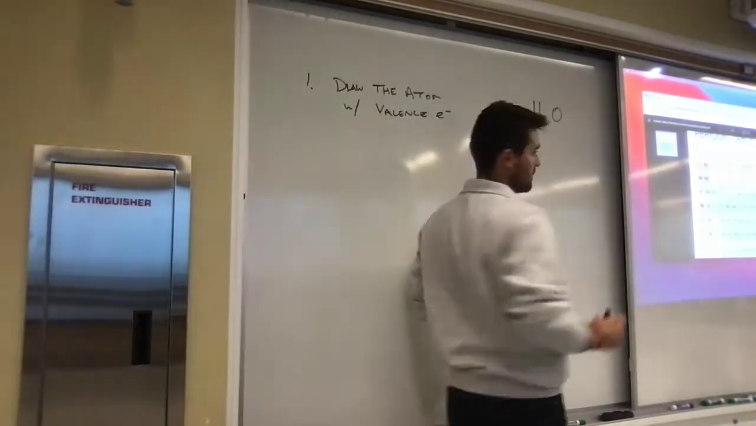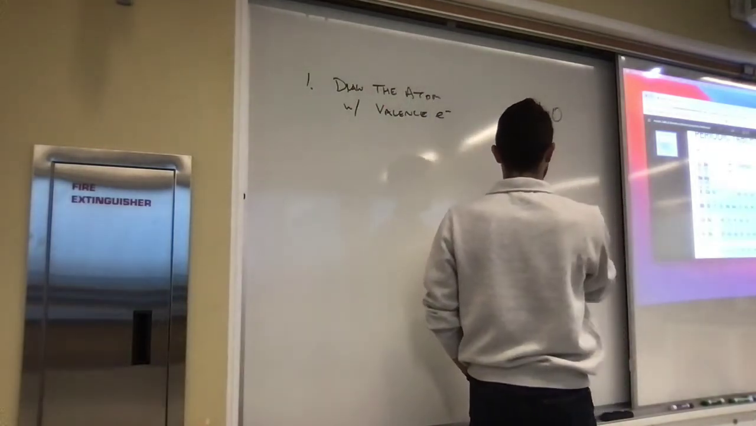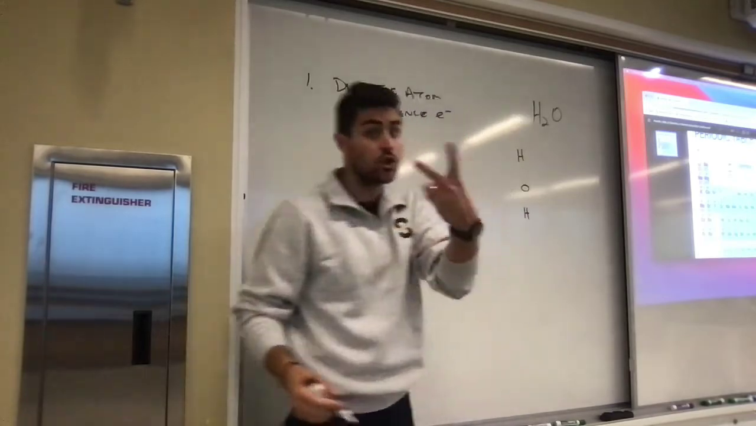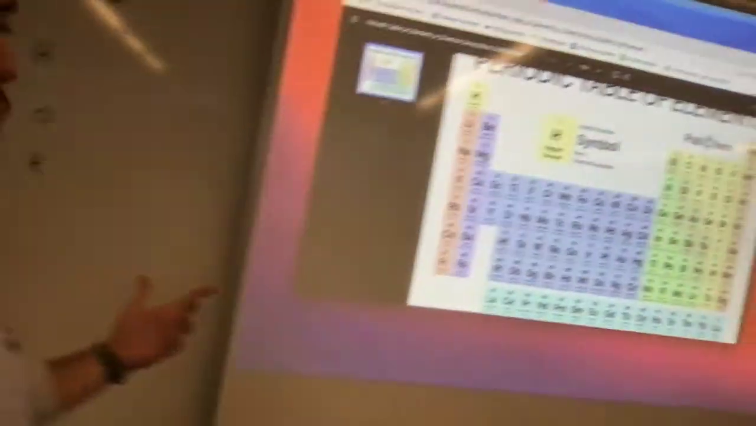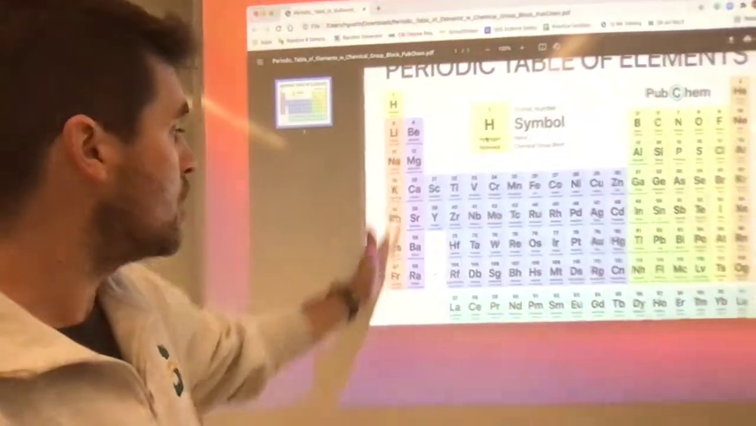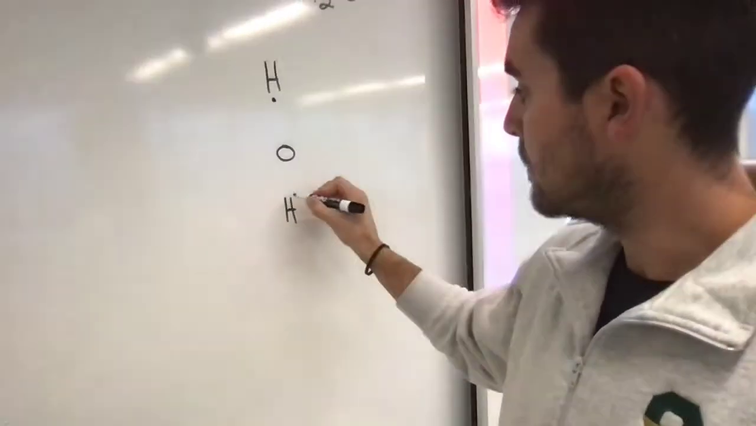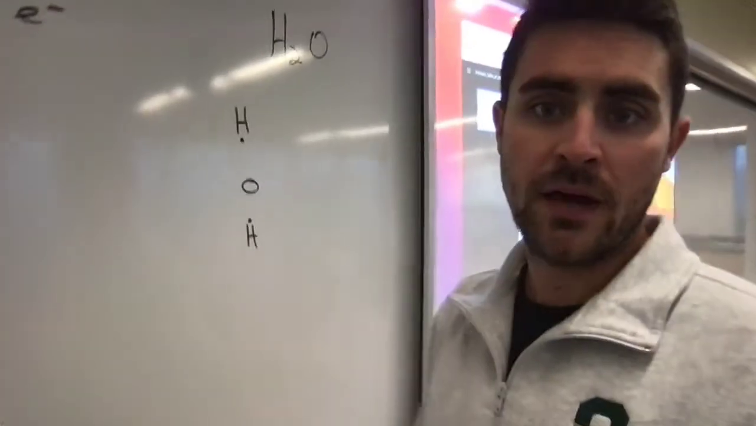So hydrogen is one of the atoms, and oxygen is another one of those atoms, and hydrogen is the third atom. It's H2O. So if I look over here at the periodic table, I need to figure out how many valence electrons they have. Hydrogen's in that first row, which means it has one valence electron. So I'm going to go ahead and just put one valence electron on my hydrogen here, and one valence electron on my hydrogen there. Then I'm going to come over here and check out oxygen.